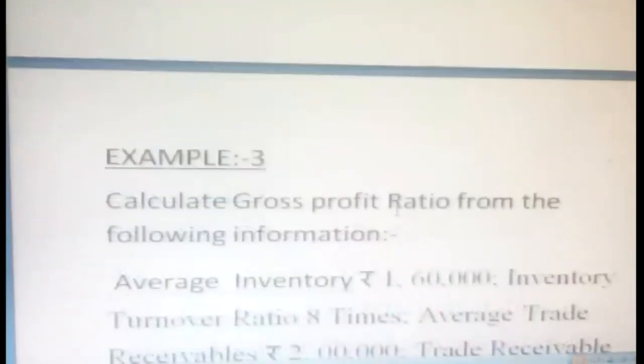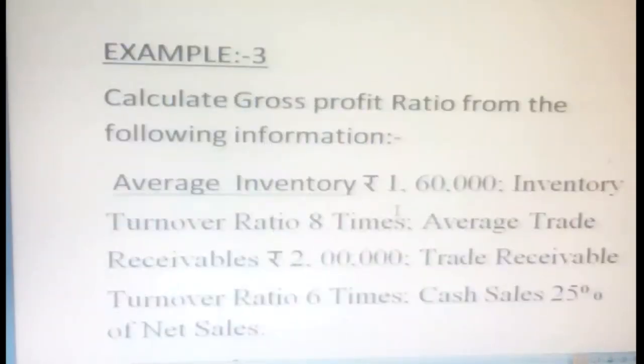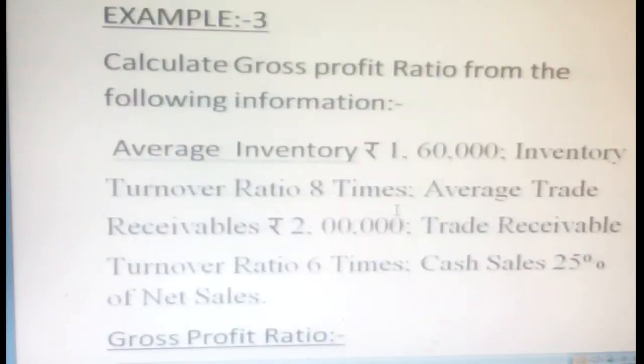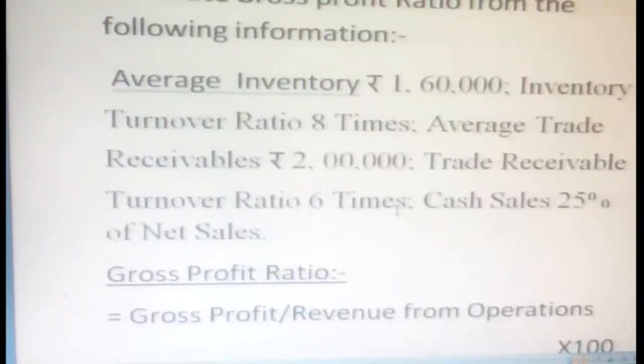Then our example 3. Calculate gross profit ratio from the following information. What is the average inventory? Here they given 1,60,000. Inventory turnover ratio they given 8 times. Then average trade receivables they given 2 lakhs. Then trade receivable turnover ratio, relating to our trade receivable, they given 6 times. In the same manner, cash sales are 25% of net sales. We don't know our net sales.